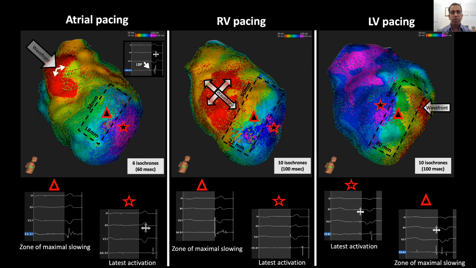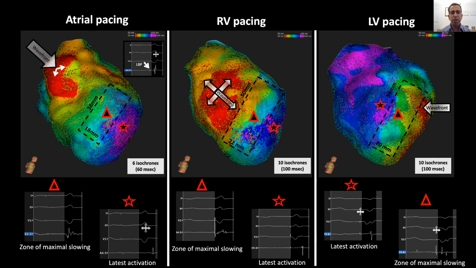This is an example of a patient with anterior wall infarction. The left panel shows activation during atrial pacing, the middle panel shows activation during RV pacing, and the right panel shows activation during left lateral pacing. Note that while the general area of slowing is similar, the precise location, size, and magnitude differ significantly.